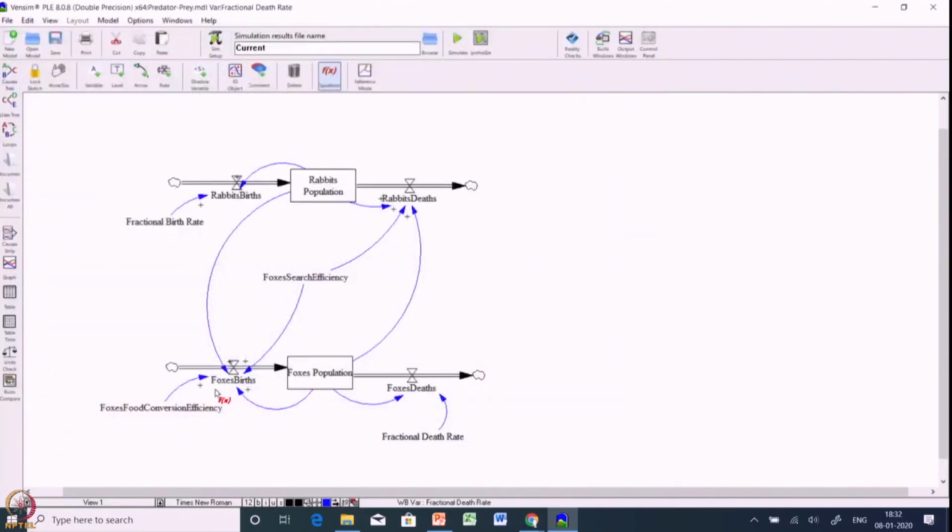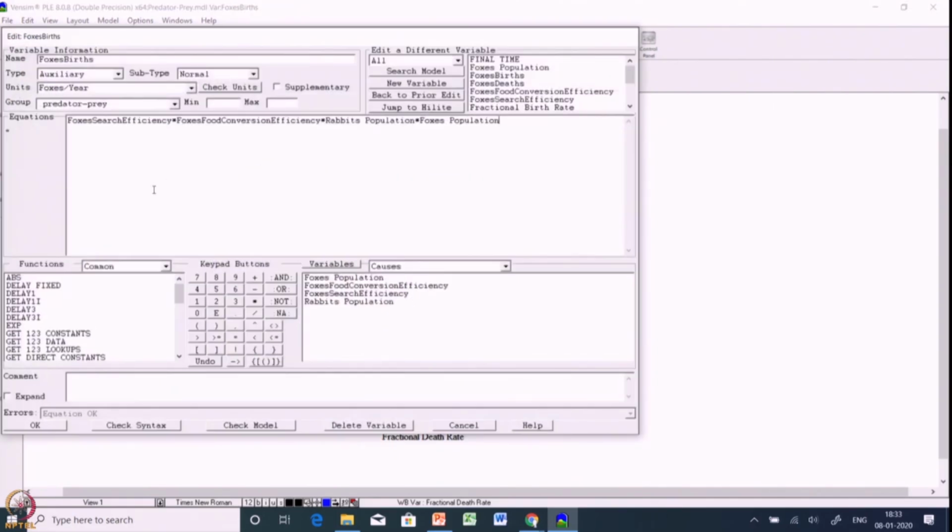Now, fox's population is also affected by birth rates. So, fox's births is affected by 4 parameters: fox's search efficiency multiplied by fox's food conversion efficiency multiplied by rabbit population multiplied by fox's population. Now, fox's search efficiency multiplied by rabbit population multiplied by fox's population gives the total number of rabbits consumed, the rabbits' death rate. Now, for that total number of rabbits consumed, what is the fraction that helps in a new fox coming in? So, that we will get by multiplying the rabbit's death rate by the fox's food conversion efficiency.